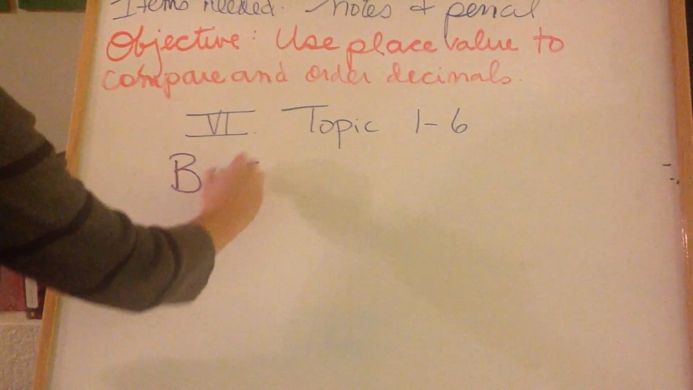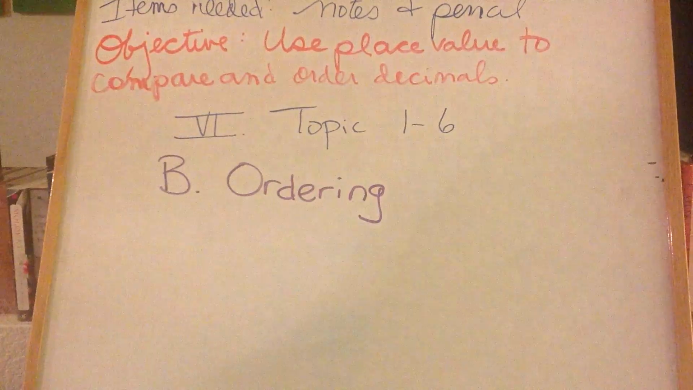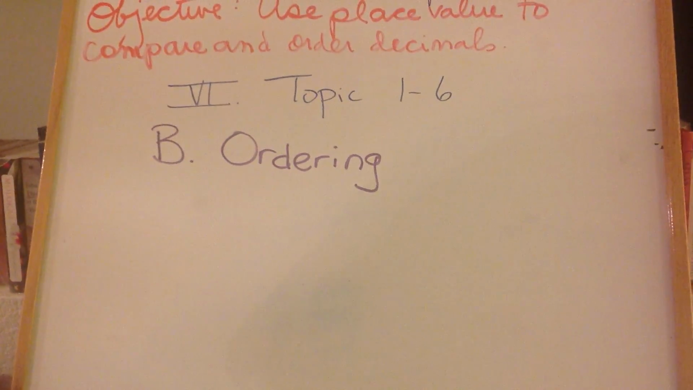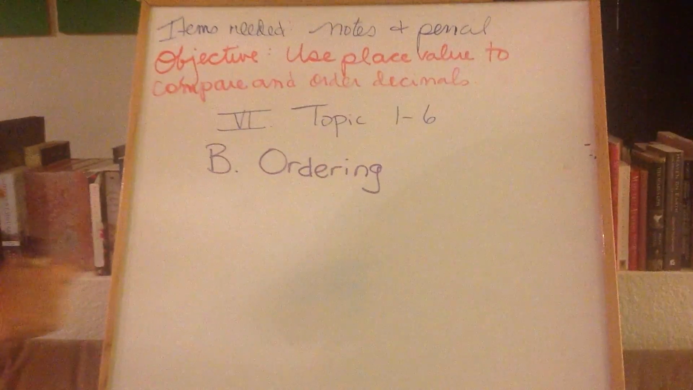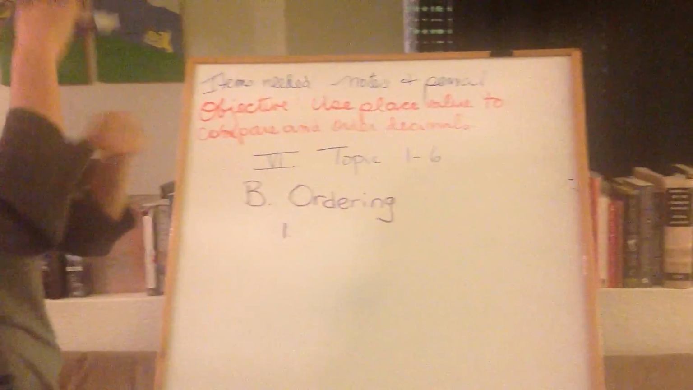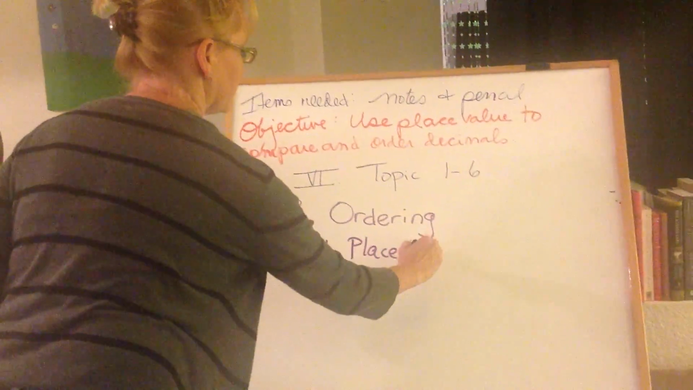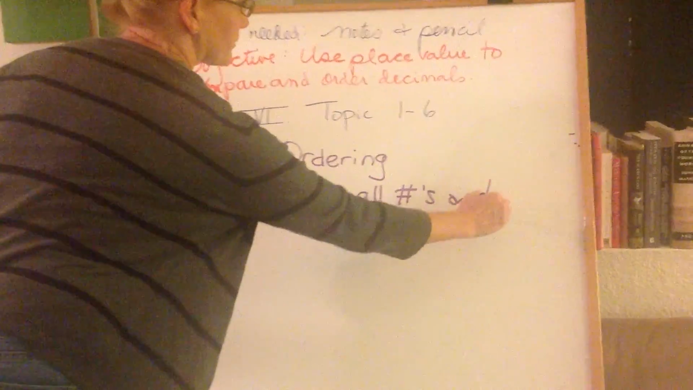And now we're just going to talk about ordering. You have to be really careful when you read the directions on ordering. Sometimes it says least to greatest, and sometimes it says greatest to least, and your book will try to trick you, so you really have to pay attention. So again, you're going to put all the numbers on top of each other.